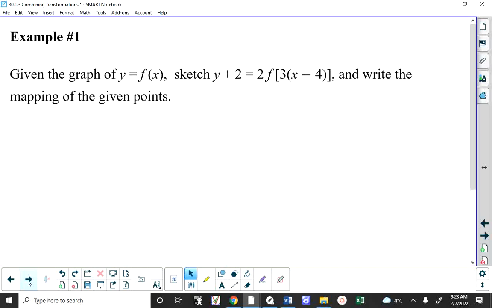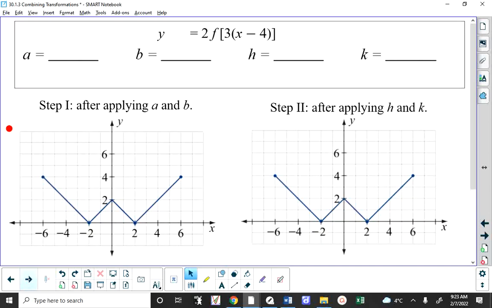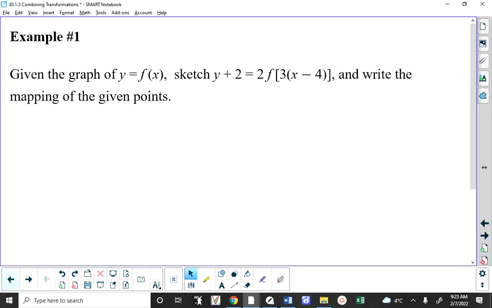Given the graph of y equals f of x, there's the graph of y equals f of x. I've got it on 2 grids, but given that graph, sketch y plus 2 equals 2 times f of (3(x minus 4)), and write the mapping of the given point.